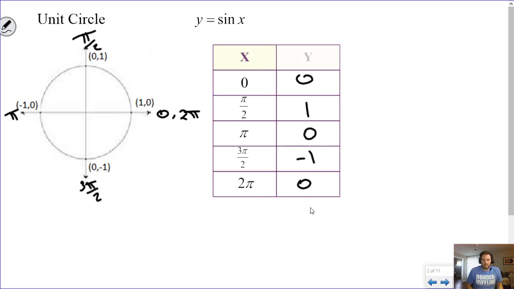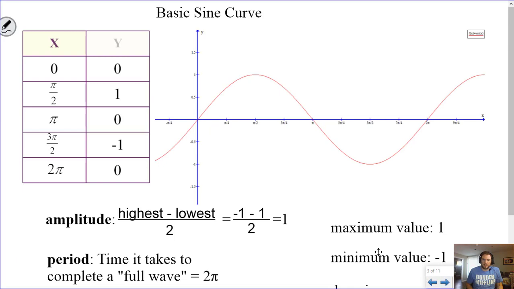If I were to take these 5 points and plot them on a graph, what I'd find is that it looks like this: (0, 0), (pi over 2, 1), (pi, 0), (3 pi over 2, negative 1), (2 pi, 0). And from this graph, we want to be able to pick out some key information.